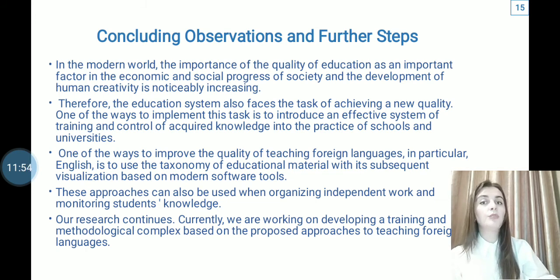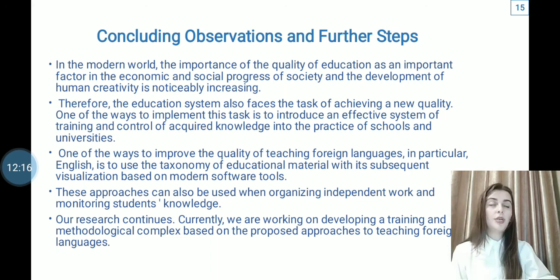One of the ways to improve the quality of teaching foreign languages, in particular English, is to use a taxonomy of educational materials with its subsequent visualization based on modern software tools. These approaches can also be used when organizing independent work and monitoring students' knowledge.